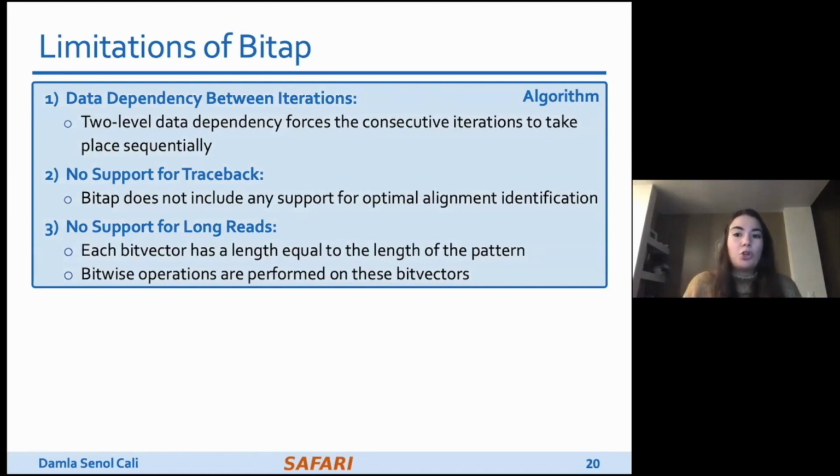So even after we solve the algorithmic limitations of Bitap, we find that we cannot extract significant performance benefits with algorithmic enhancements alone.